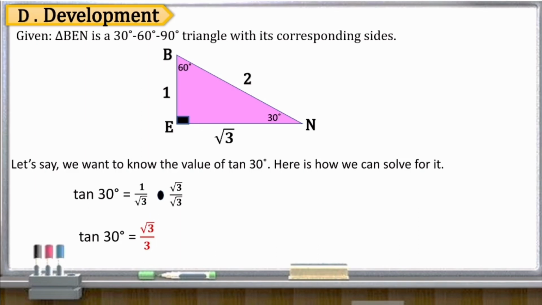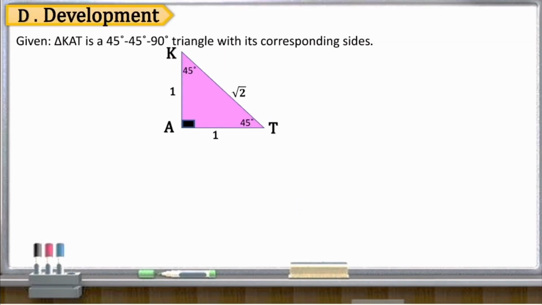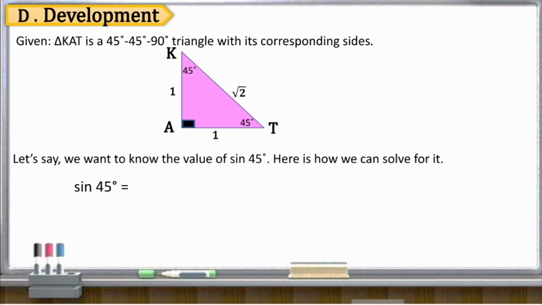Try naman natin class sa 45-45-90 degree triangle. Given triangle KAT is a 45-45 triangle with its corresponding sides. Let's say we want to know the value of sine 45 degree. Sabi ko kanina class, hanapin natin muna yung ating reference angle. But since parehas naman itong 45 degree, okay lang class kahit alin dito yung ating maging reference angle.